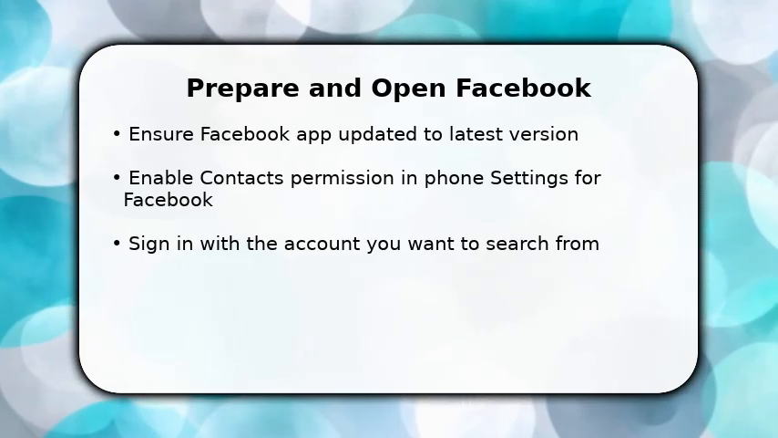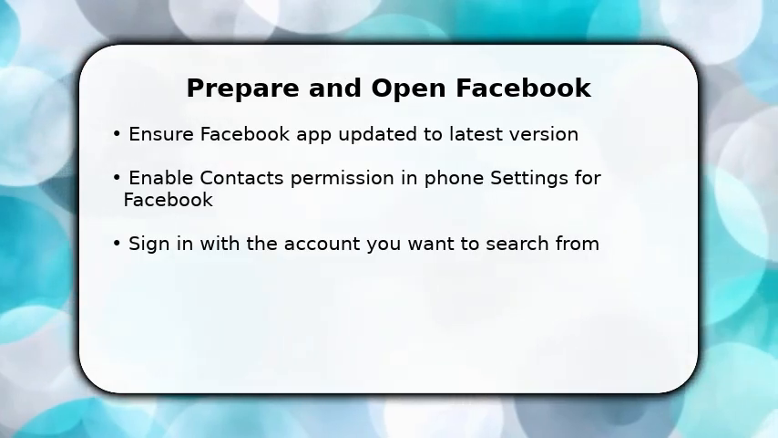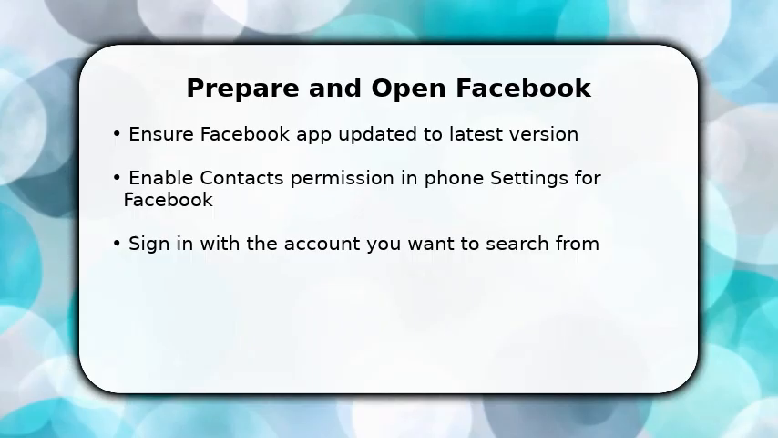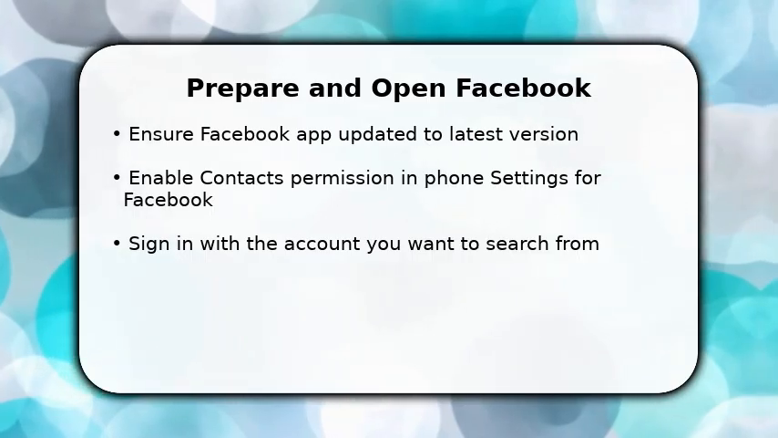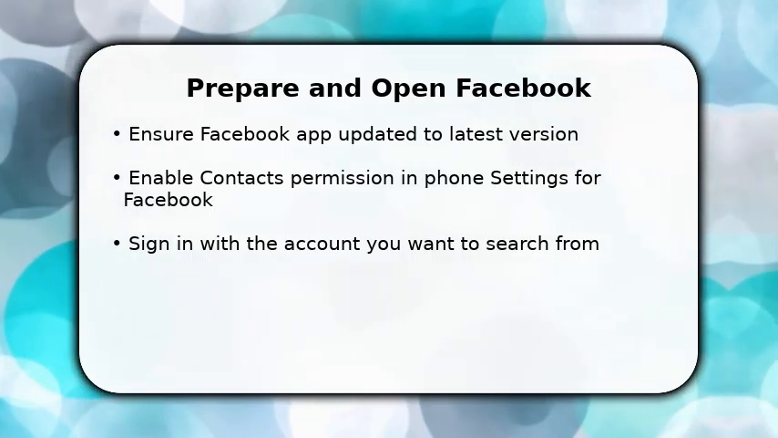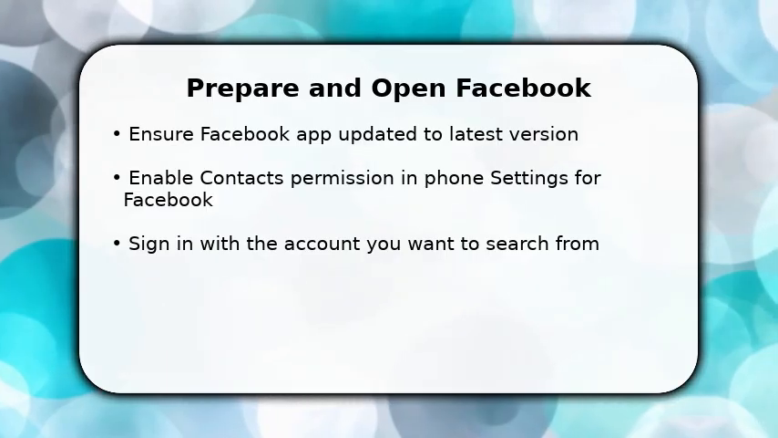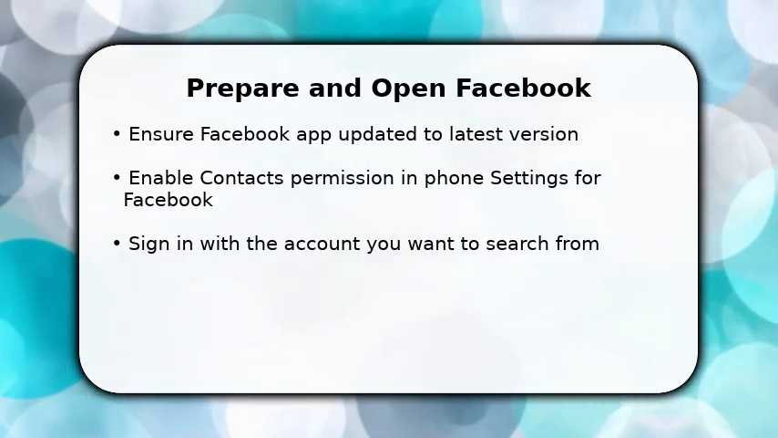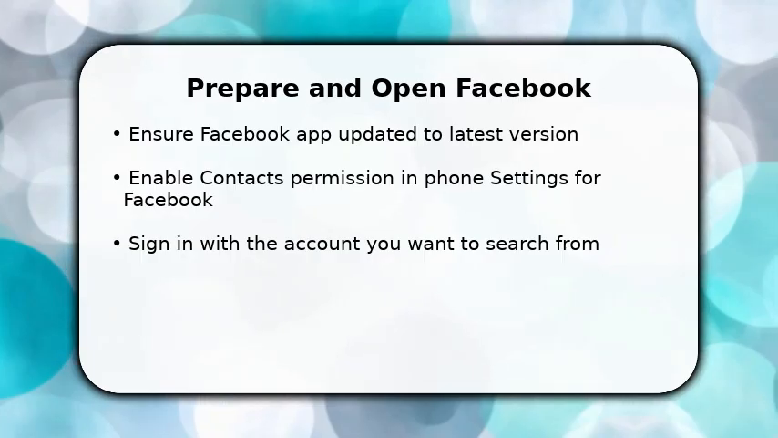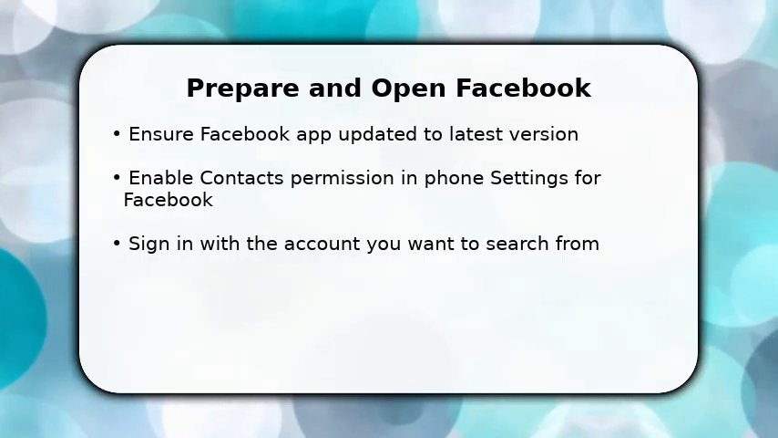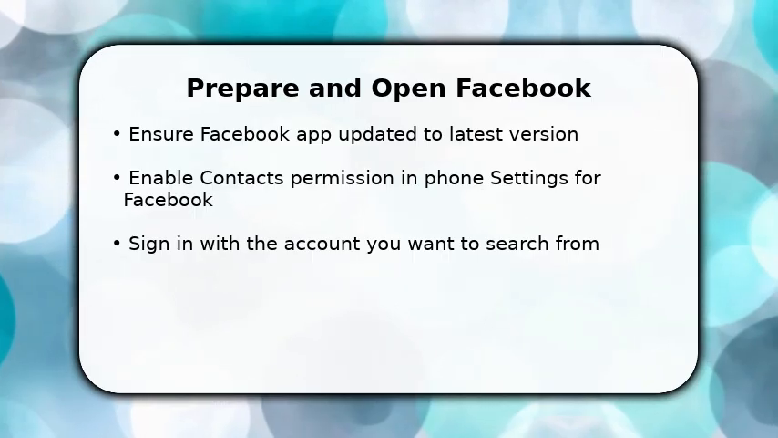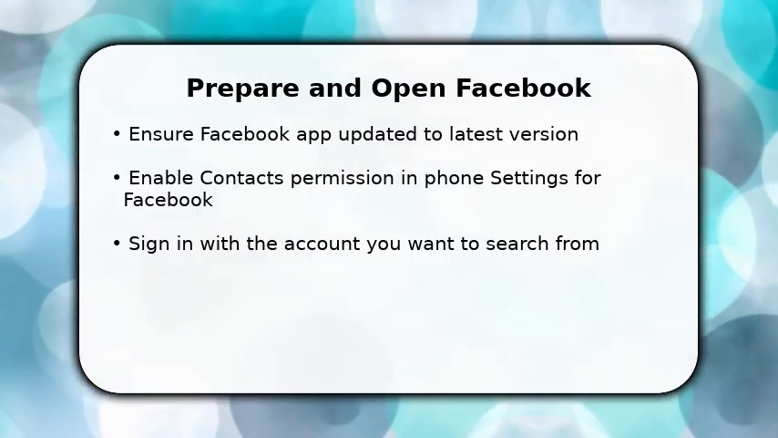Enjoy the video. You start by opening the Facebook app and signing in. Make sure the app is updated to avoid hidden menu changes. Next, grant contacts permission in your phone settings so Facebook can access mobile contacts. Once done, tap the three-line menu to access shortcuts quickly. You do this now because without permission, the app cannot compare your phone contacts to Facebook profiles.